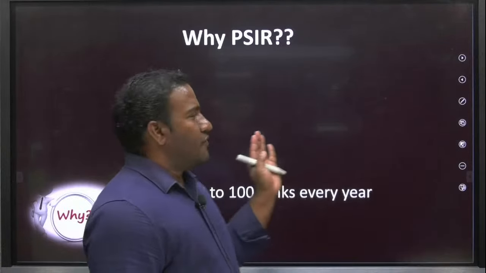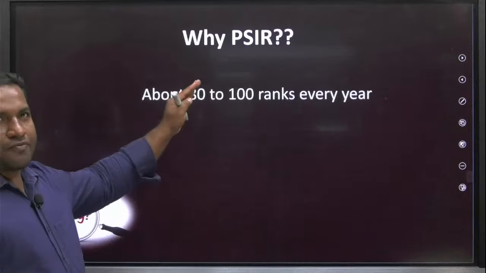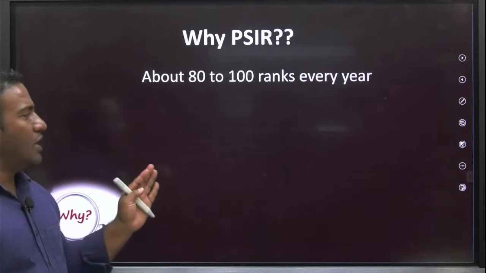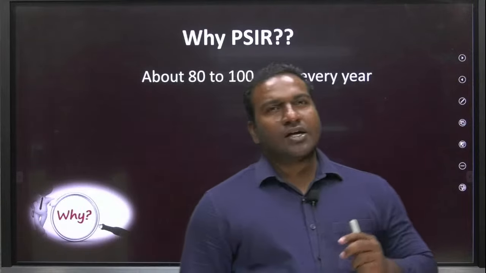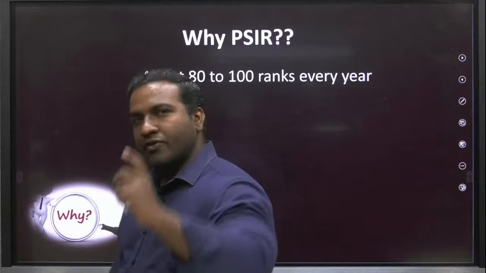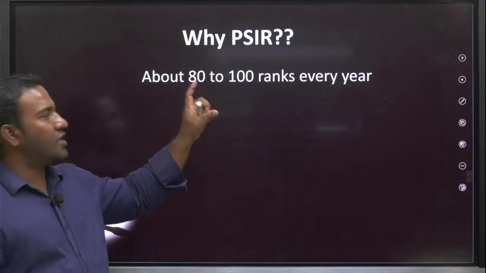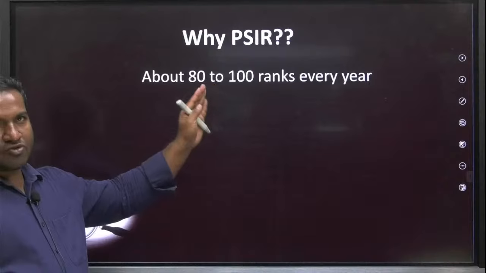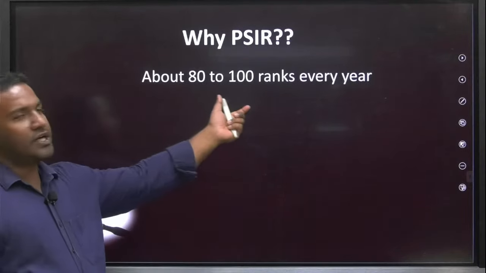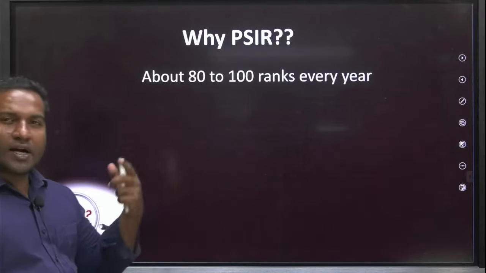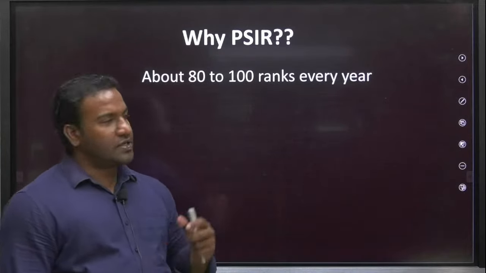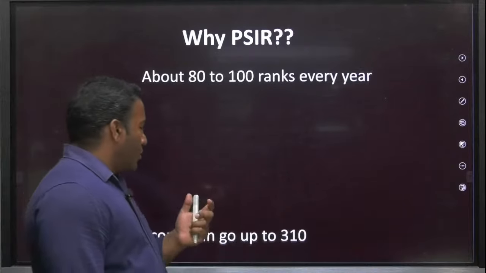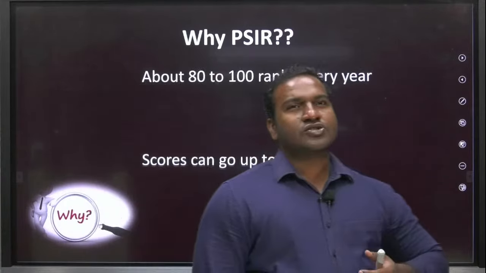Moving further, some of the hit ratios of your PSIR. About 80 to 100 ranks come for the PSIR optional out of the whole rank list. There are some 700-800 vacancies every year. Out of them, 80 to 100 ranks come from PSIR, and in the top 100 ranks there will be 30 to 35 ranks, as I said earlier. Now moving ahead, the highest score in PSIR can move up to 310.